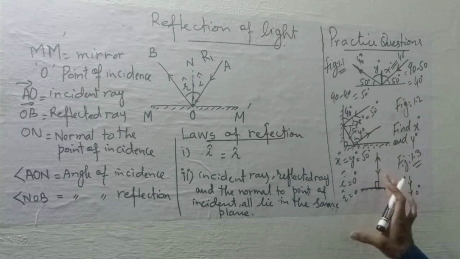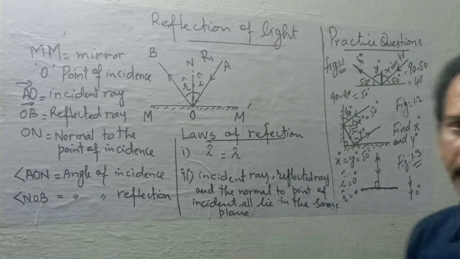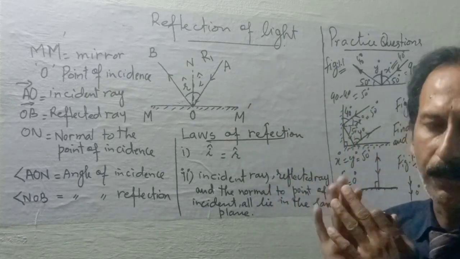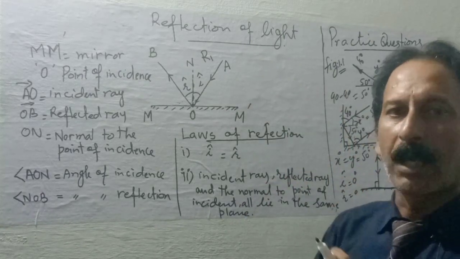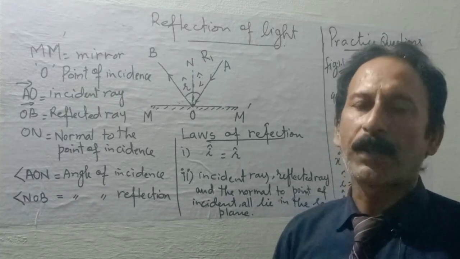So these are the three examples for practice questions regarding the topic of reflection of light. I hope that with the help of these diagrams, you would be able to understand the phenomenon of reflection of light.